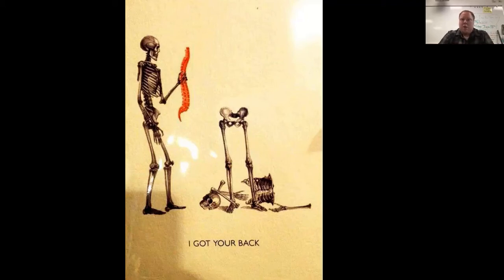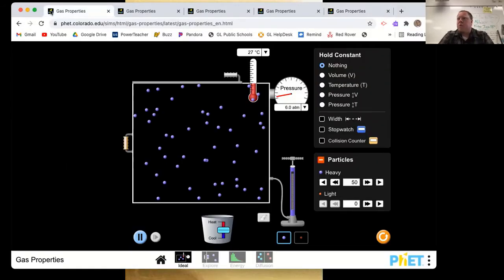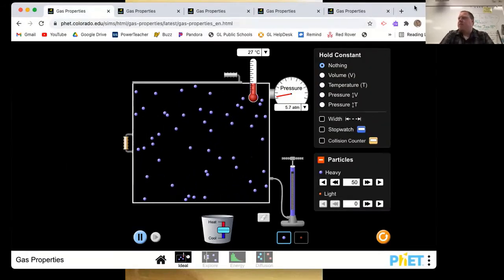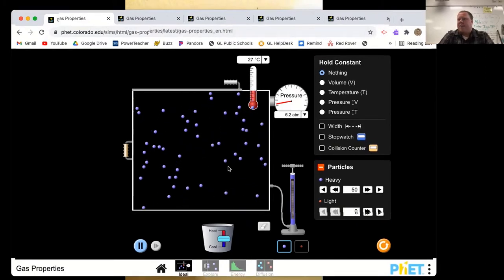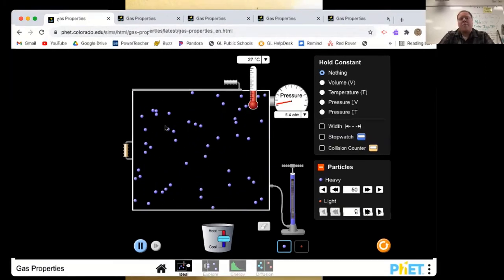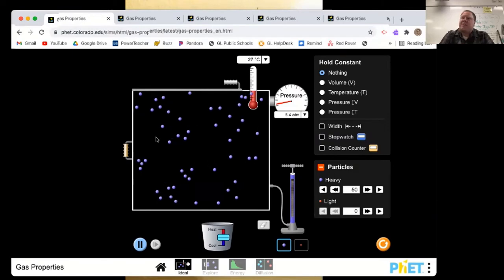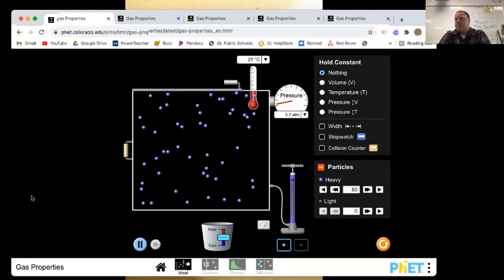Okay, so here's what I'm going to do. I would like your feedback here. I'm going to show you something. This is a gas, and we have some gas particles moving. It is currently at 27 degrees Celsius. Okay.